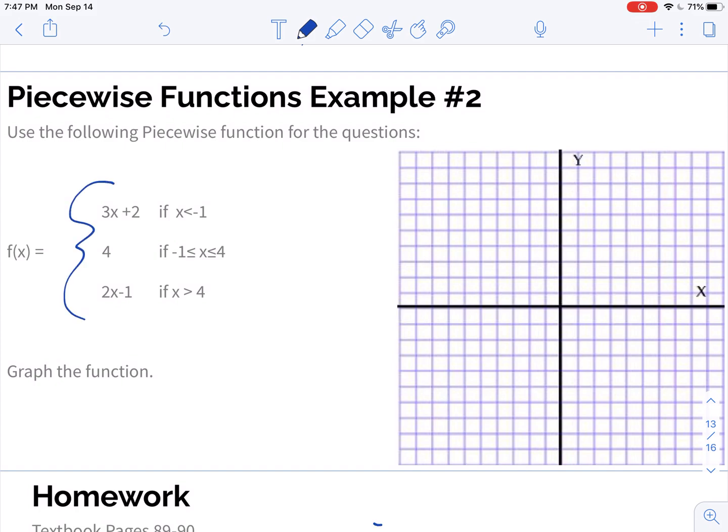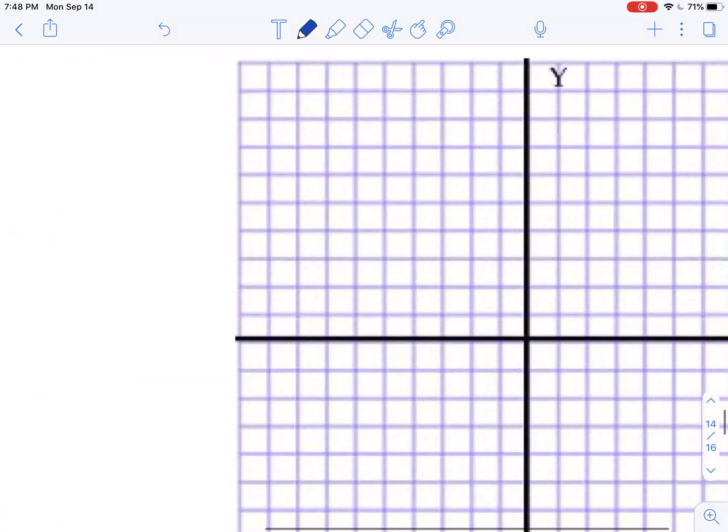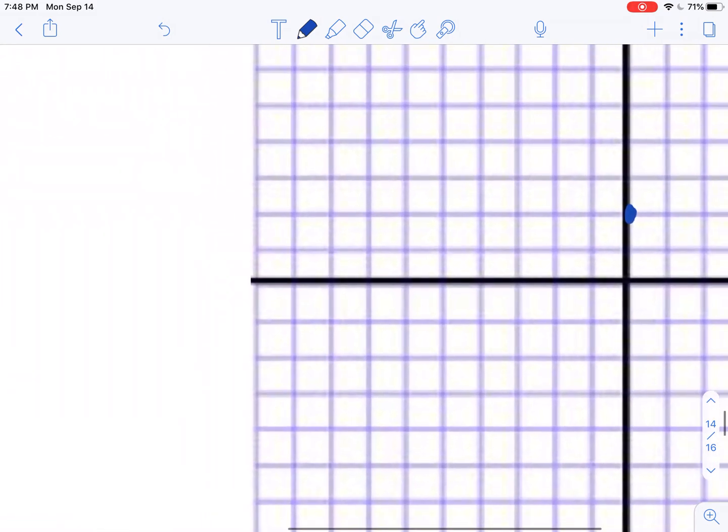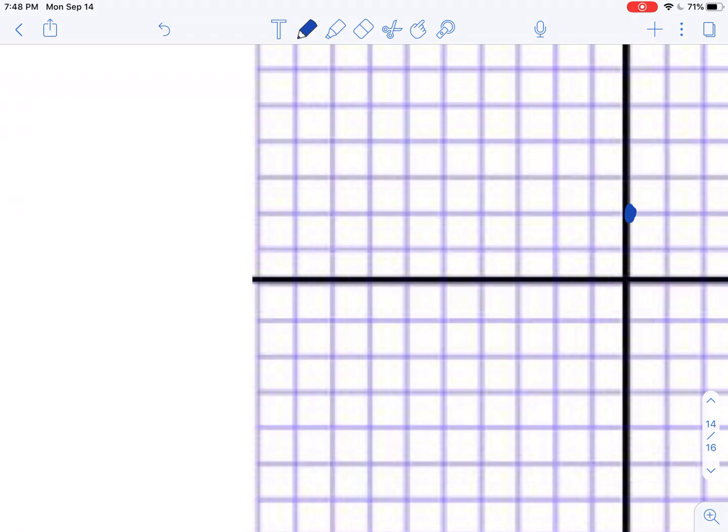So first thing I have is the function 3x plus 2 if x is less than -1. First thing I'm going to do is graph this function kind of like normal, or figure out what my points are. This is the y-intercept, but this y-intercept's not going to apply. It's going to start at -1, but I now have my slope. It's up 3 over 1, but I want to work backwards here.